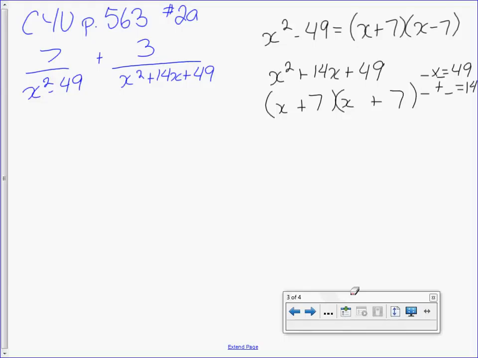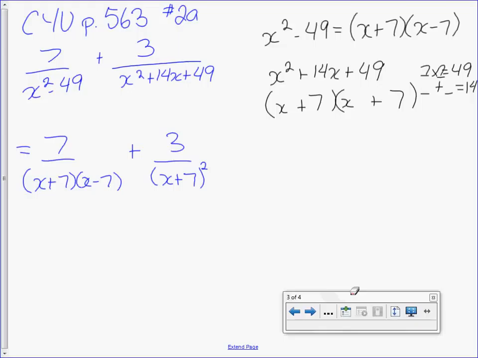Okay, so now that I've done that, I'm going to rewrite my rational expression with the new denominators. Well, they're not new, they're just factored. So (x plus 7)(x plus 7) really means x plus 7 squared. I'm going to be a little bit mathy here and do that. If you super hate it, you can just change it to (x plus 7)(x plus 7).